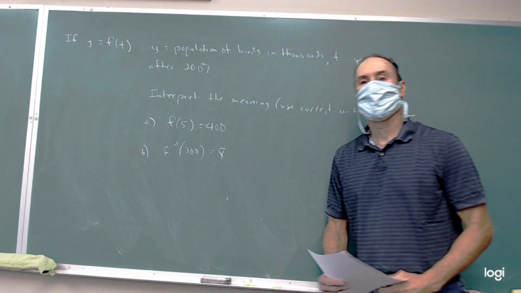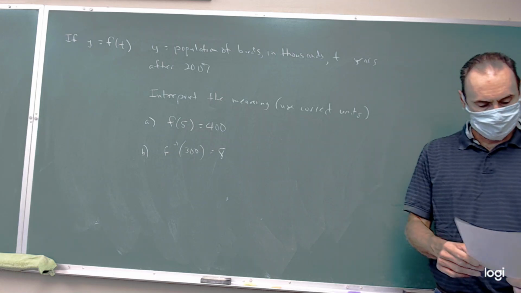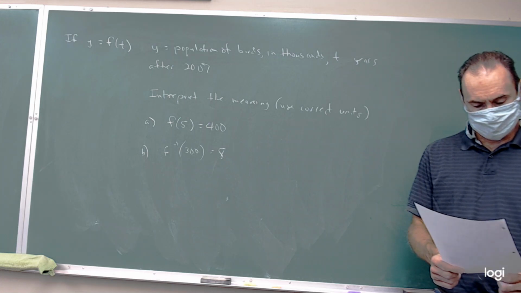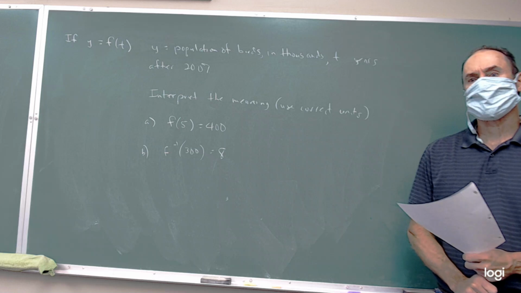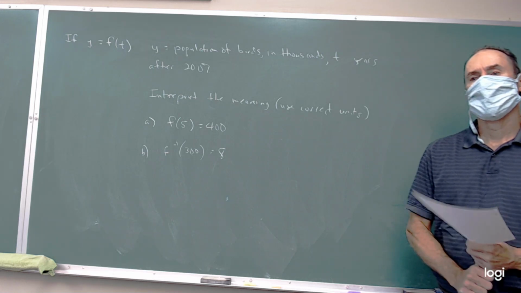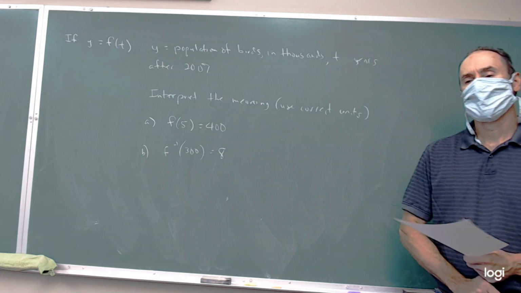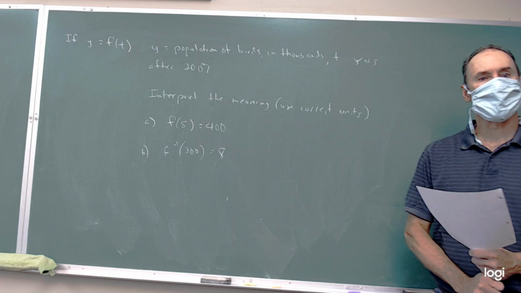Okay. Can you interpret the meaning of that? F inverse of 300 is equal to 8. This is where it gets a little harder, I think. And you can turn to your neighbor when you think you have an idea here and see if you can formulate a coherent sentence to say what this means.